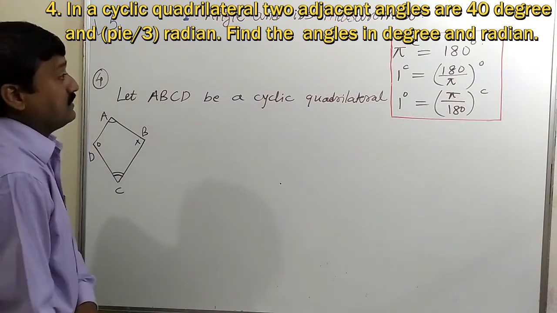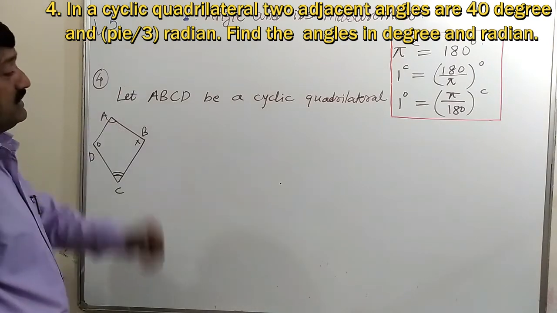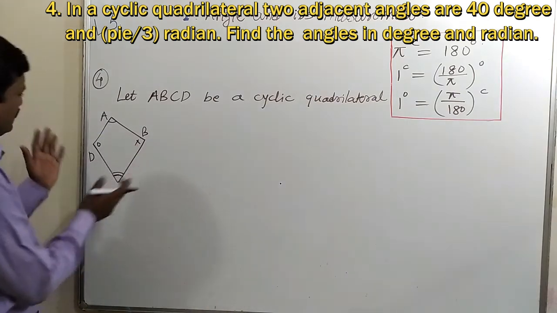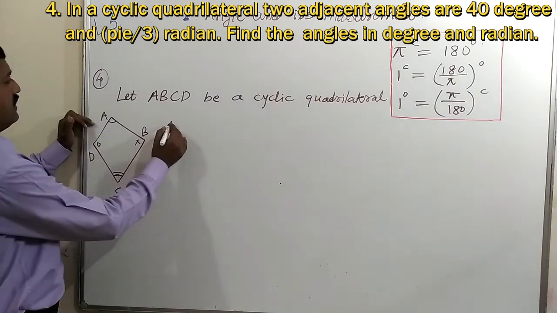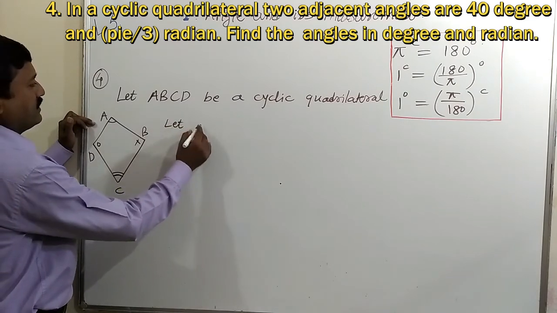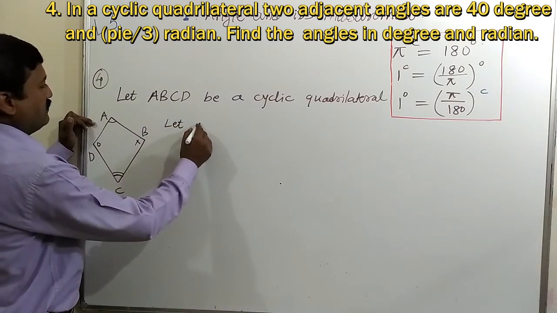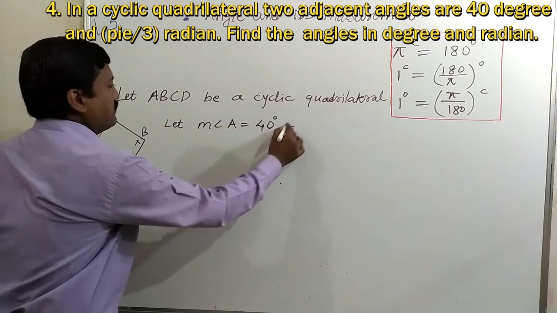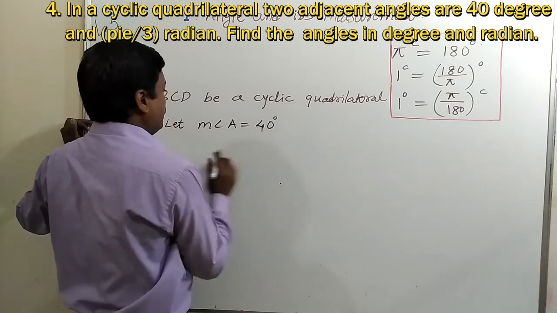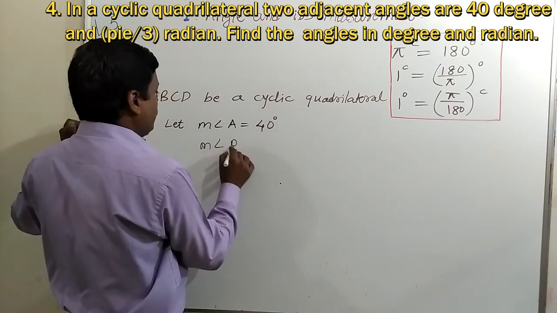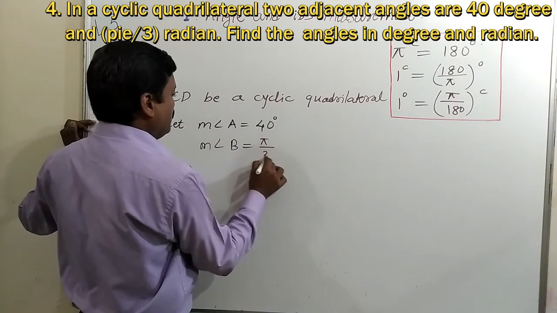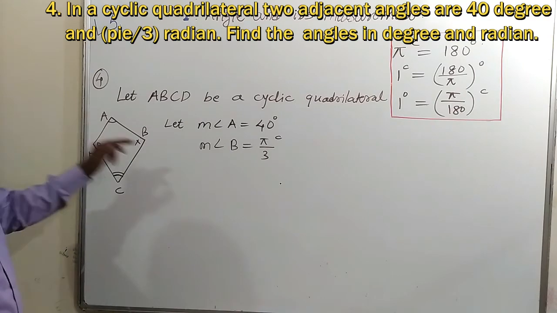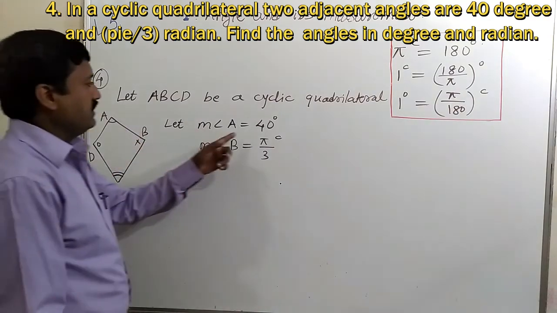the measure of two adjacent angles is given, 40 degree and pi by 3 radian. So you can consider any two angles as adjacent angles. Let measure of angle A be equal to 40 degree and measure of angle B equal to pi by 3 radian. These are given, which are adjacent angles. A and B are adjacent angles. So measure of angle A equal to 40.